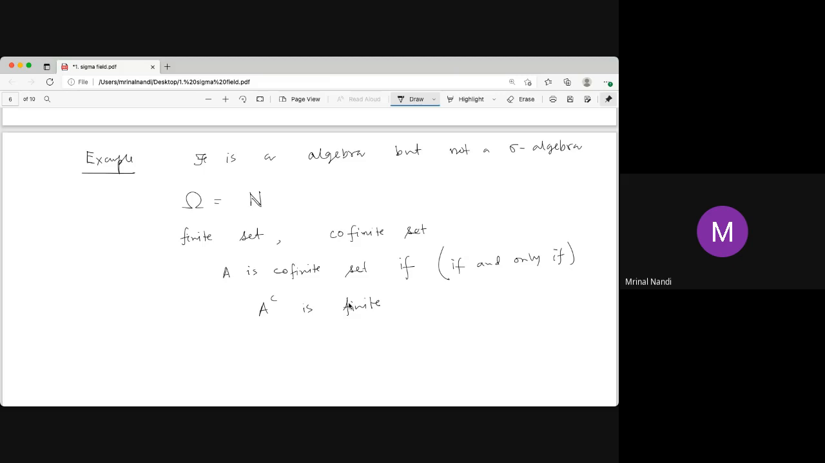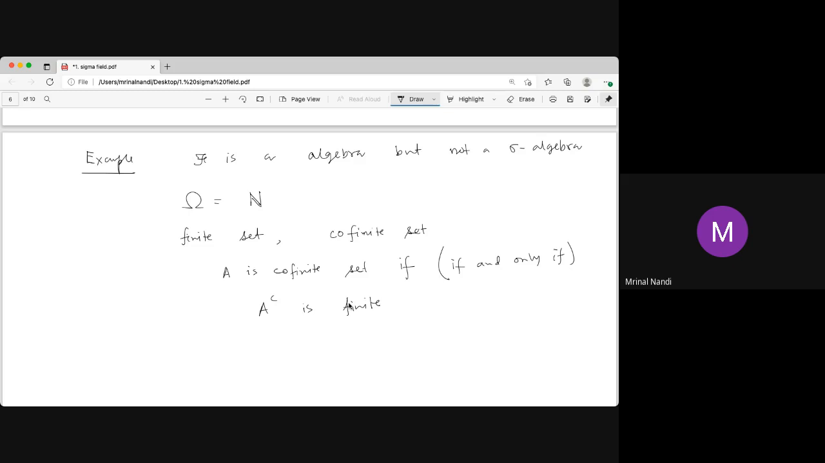So interestingly, if the set is infinite, then a cofinite set must be infinite. If omega is finite, then the cofinite set is also finite, because every subset is finite. So if the complement is finite, the set may be finite. If A is finite, A complement may be finite. But if the set is infinite, that can't happen. So a cofinite set must be infinite.